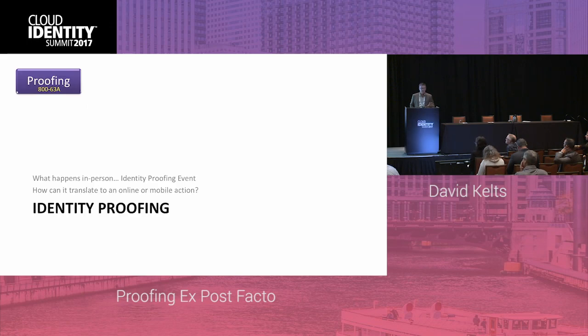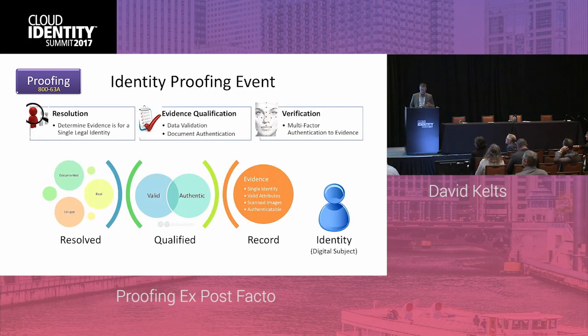So let's look at proofing and break it down. Let's break down proofing, the proofing event. There are really three things you're trying to do at an identity proof, and they happen kind of simultaneously. You're trying to resolve down to one historical identity. You're trying to get a set of attributes and qualify those attributes so that you know you've got one person and you know who that one person is. And I'll go into that in a little more detail as well.